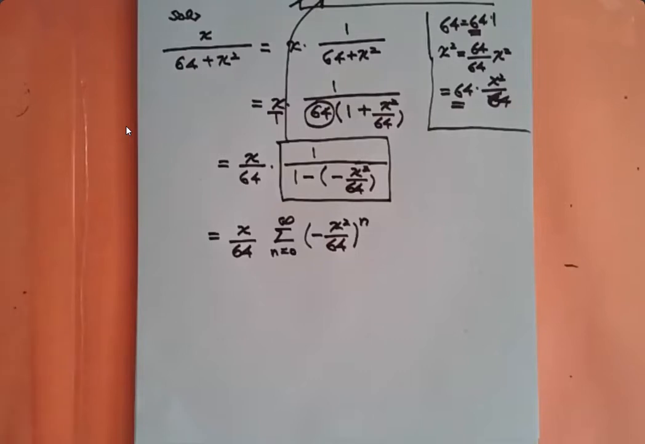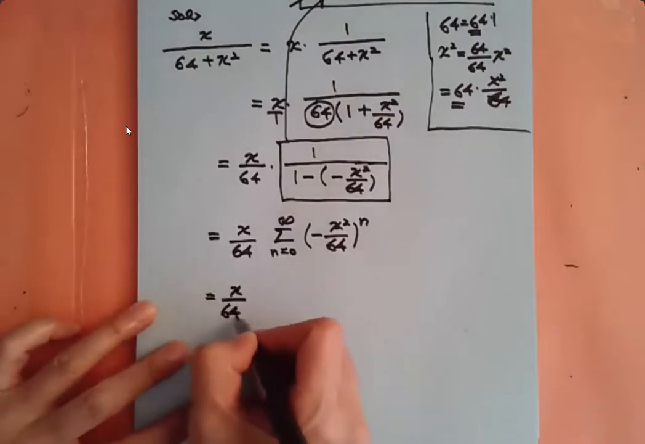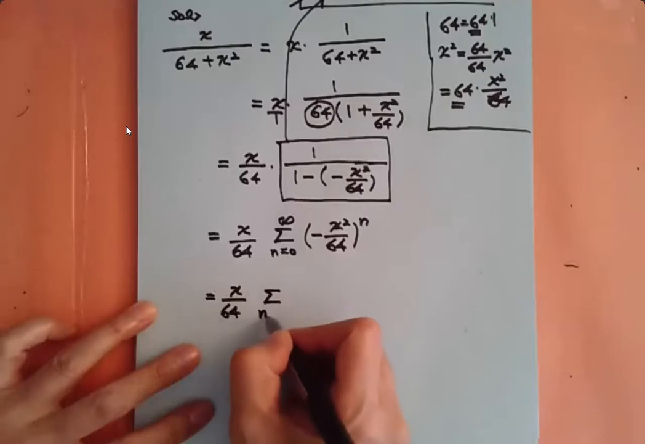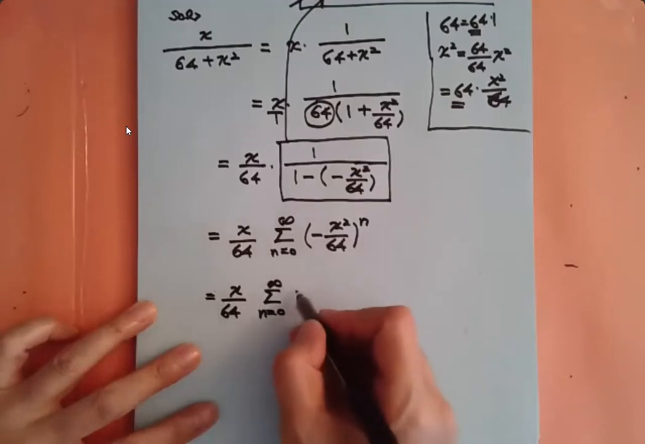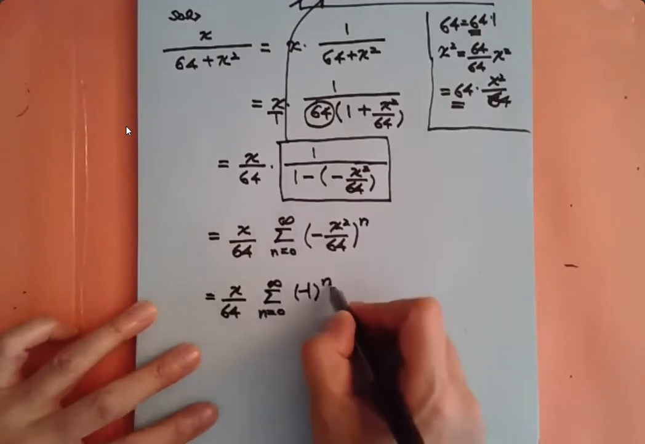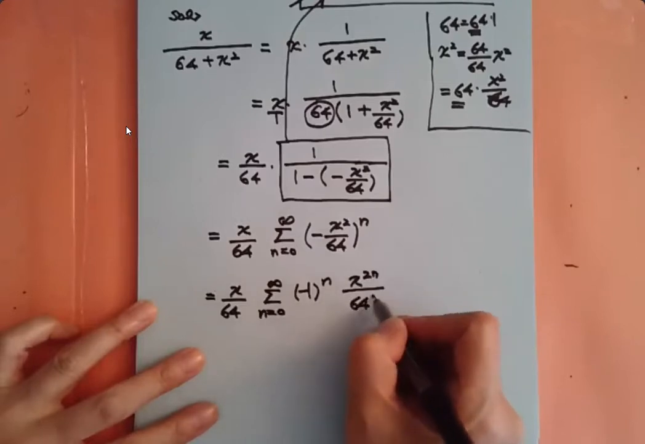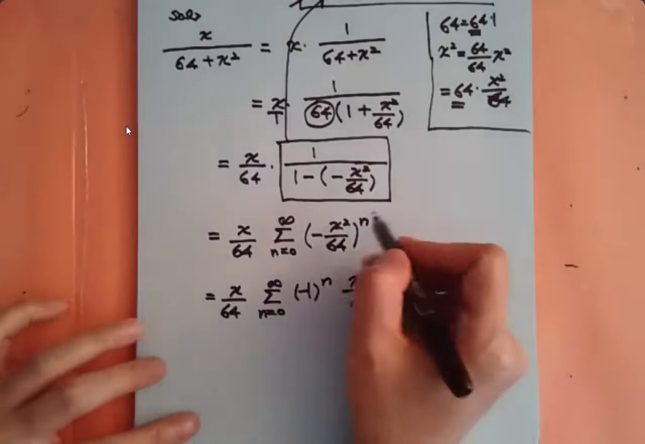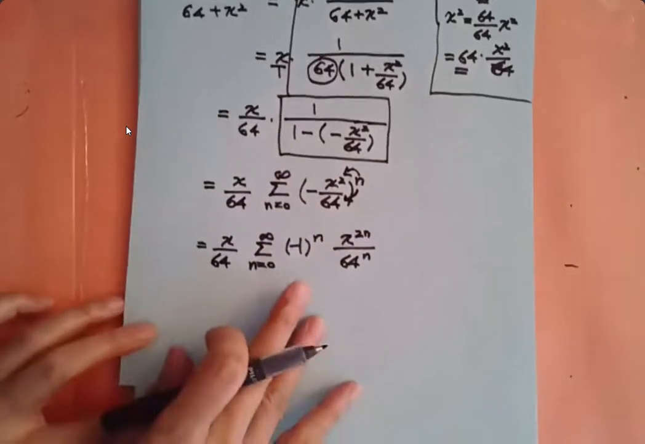So what can we do? As we did in the previous problem, we want to understand this as an alternating series. So this one is x over 64 times the summation n equals 0 to infinity. This one is negative 1 times this one, so negative 1 to the n power, x to the 2n over 64 to the n power. We just distribute the power to the numerator and denominator.